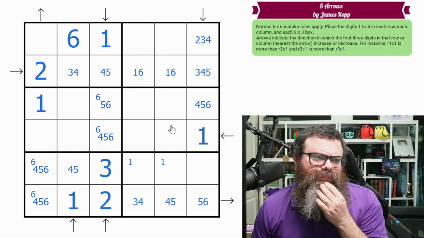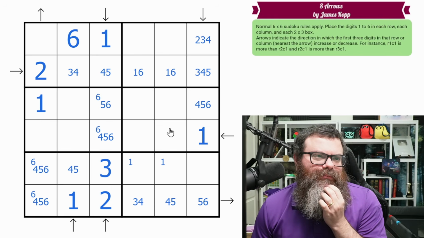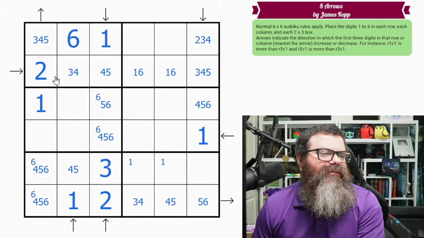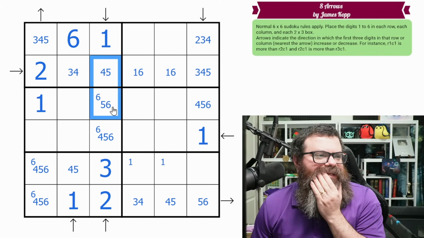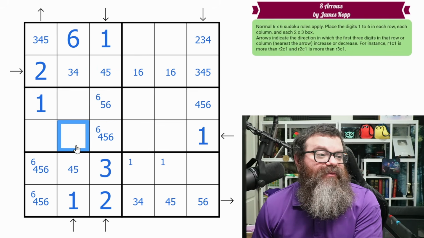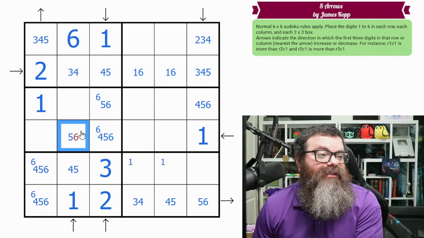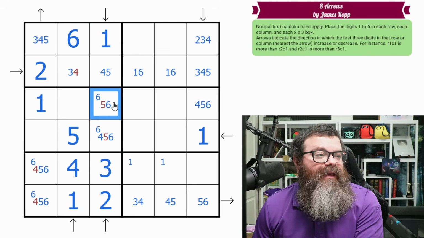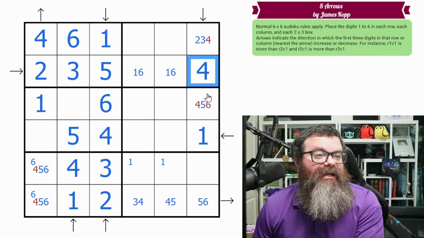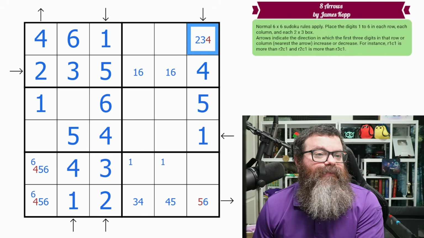3, 4, 5. These increase. Am I missing anything? Oh, this is bigger than this one. So this is 5, 6. Oh, and it can't be a 6. So this has to be 5. That's 4. That gives us the 6, 4, and 5. That's 3 and 4. Good cascade here. That's a 4. That means this is the 5.